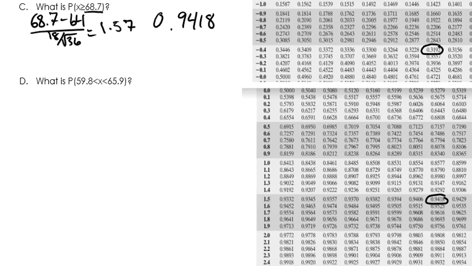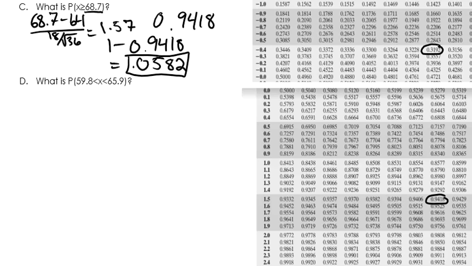Our next step, since we're looking for the x to be greater than 68.7, we're actually going to find the complement. So we're going to do 1 minus 0.9418, and we get an answer of 0.0582. And this is our answer.